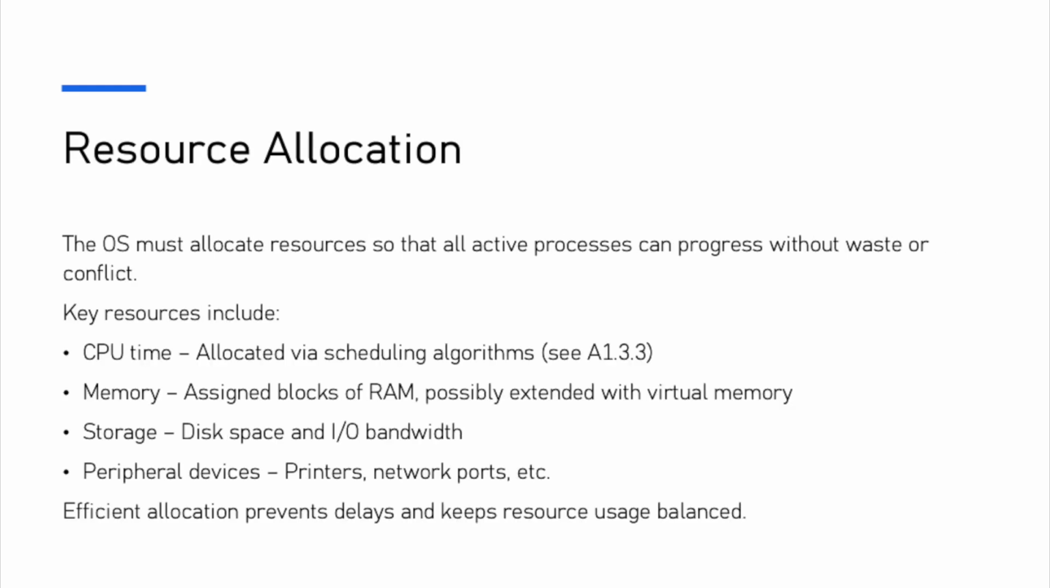Another task that's needed for multitasking is resource allocation. Now, resource allocation is critical for the operating system to allocate resources. It needs to ensure that active processes can progress without waste, throughput is improved, and conflict is resolved. Key resources include CPU time, memory, storage, and input-output or peripheral use. Efficient allocation prevents delays and keeps resource usage balanced.